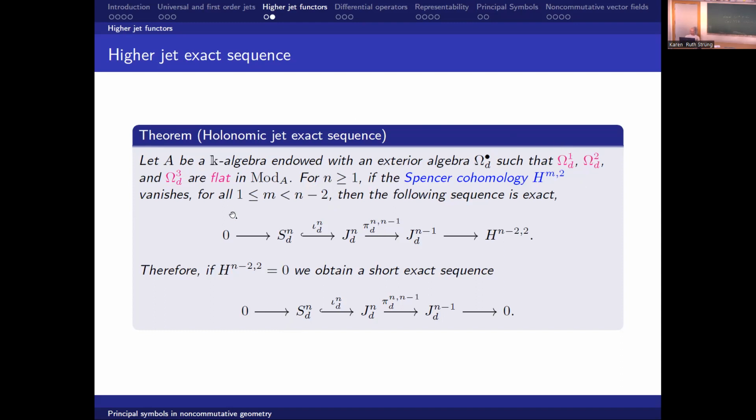And as you go higher, eventually this will terminate, needing more flatness of omega 1, 2, 3, and so on, these grades of the exterior algebra. You will only need the first three grades to be flat in mod A, but you'll also need this Spencer cohomology, which we saw before, to vanish. And classically, this always vanishes. It's related to, you could say, integrability of the empty differential equation, 0 equals 0, which maybe seems like, of course, that should vanish. But in the non-commutative setting, again, you don't get that for free. This is something you have to check.